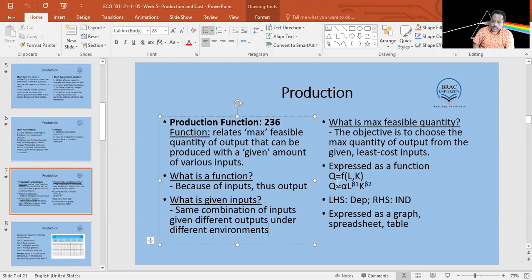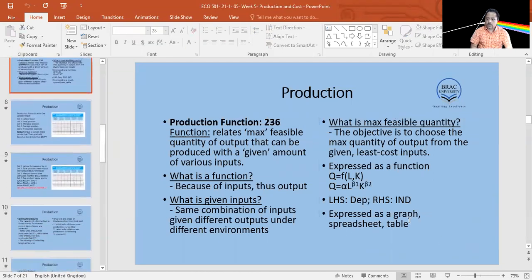And then we can express it like this: output is a function of labor and capital. This is a special type of production function which we call the Cobb-Douglas production function, after Mr. Cobb and Mr. Douglas. And look, on the left-hand side, like any functional relationship, output is dependent. On the right-hand side, labor and capital, the two inputs, are independent. They change first, and because they change, output changes after them. So we have our independent and dependent variable relationship. This we can express in terms of a graph, a spreadsheet, or even a table.